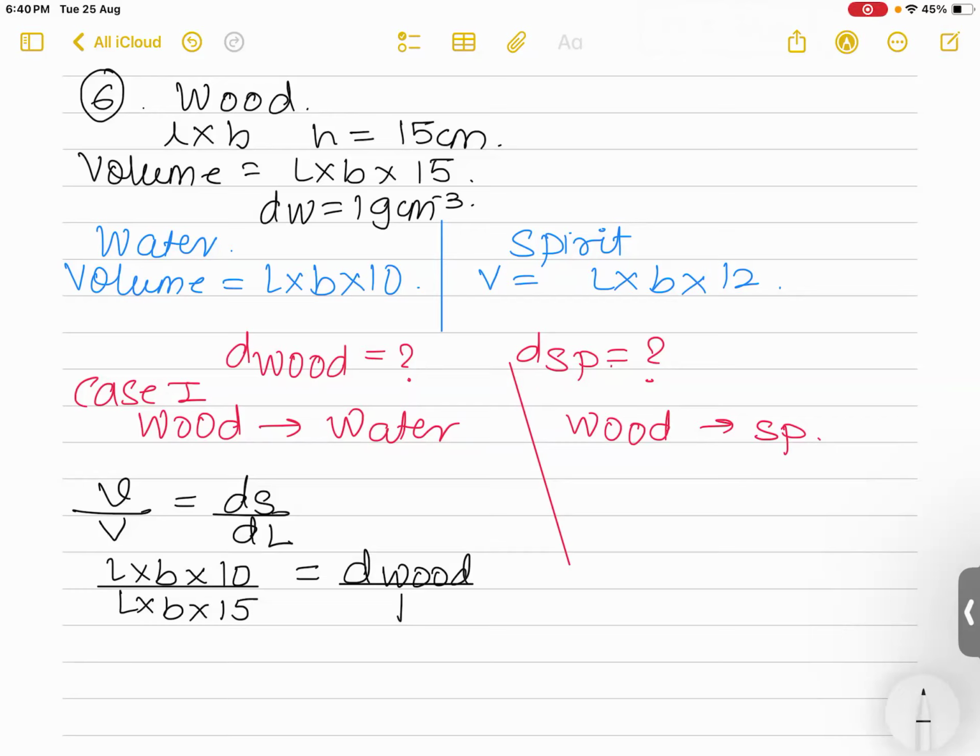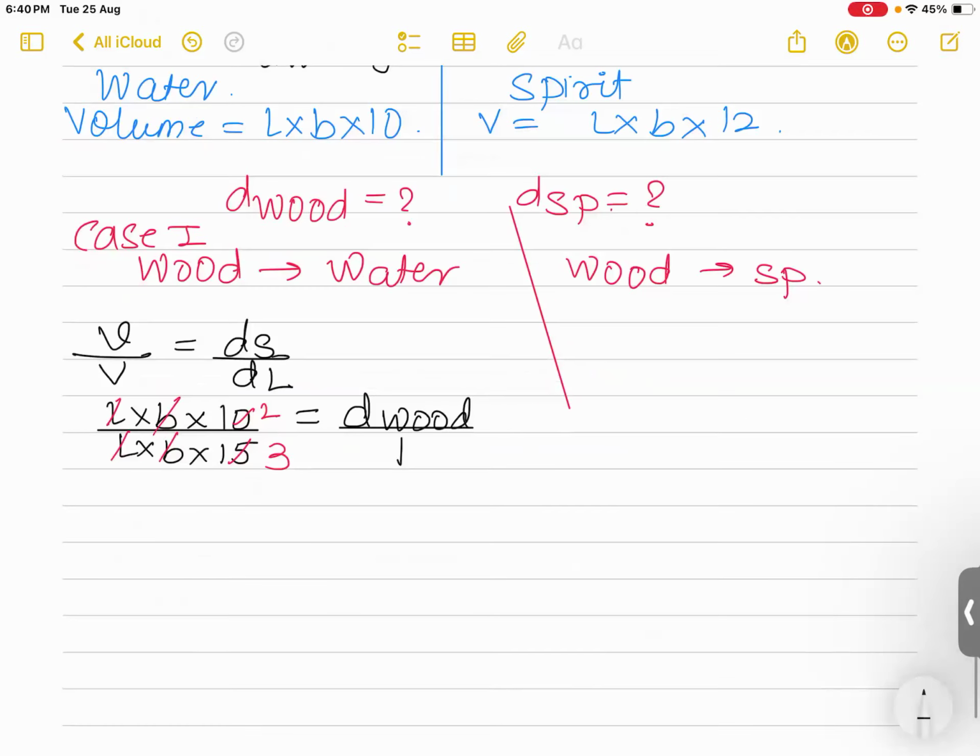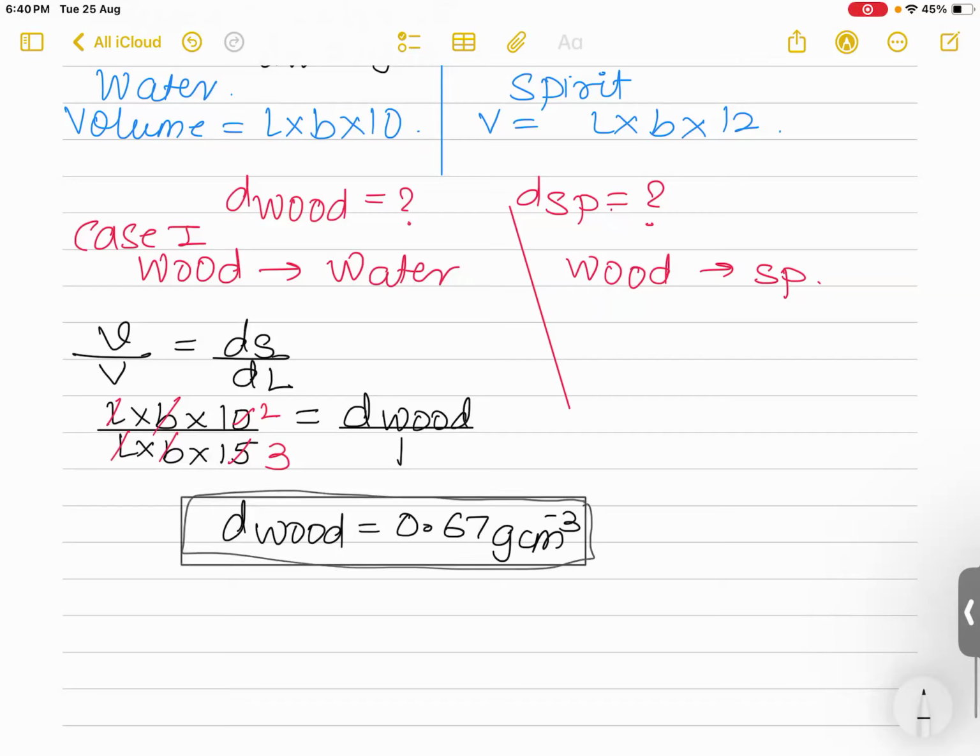I can cancel this length and breadth. Length and length get cancelled, breadth and breadth get cancelled. This is 2/5 and this is 3/5. 2 upon 3 would give me how much? 0.66666. So we will be getting density of wood as 0.67 g cm^-3. Are you with us, right? And you are understanding. Yeah.